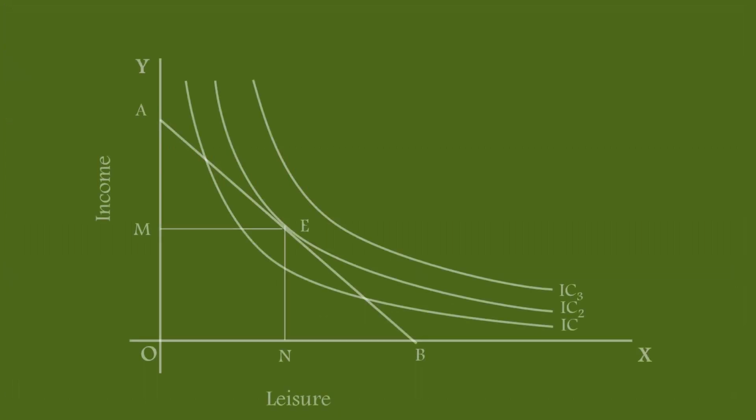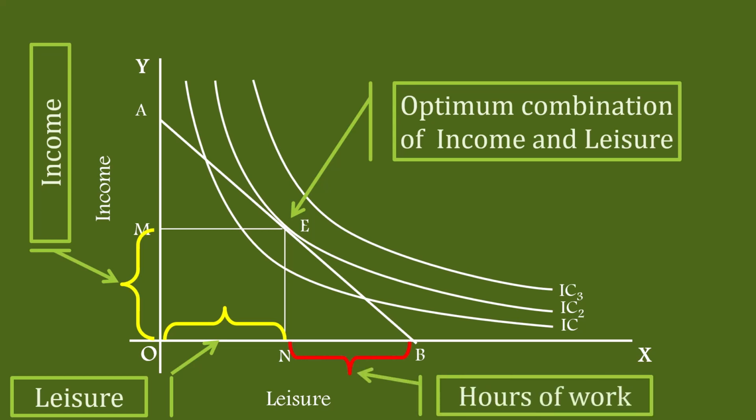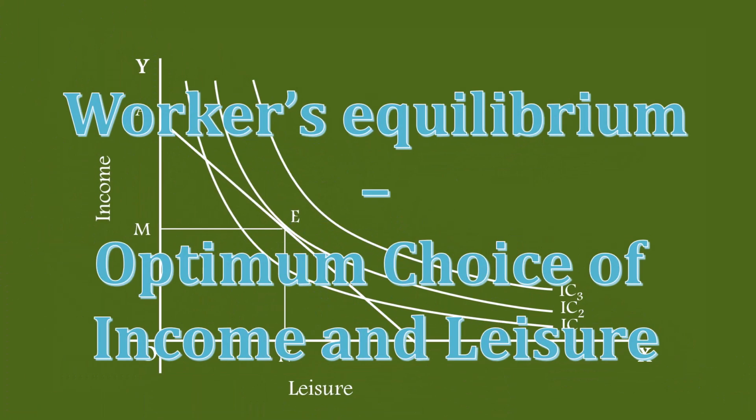This is possible when he arrives at an optimum combination of income and leisure. This automatically solves the problem of minimizing pain by fixing the appropriate hours of work, or distributing 24 hours between leisure and work. Hence, we shall start our discussion with workers' equilibrium, optimum choice of income and leisure.